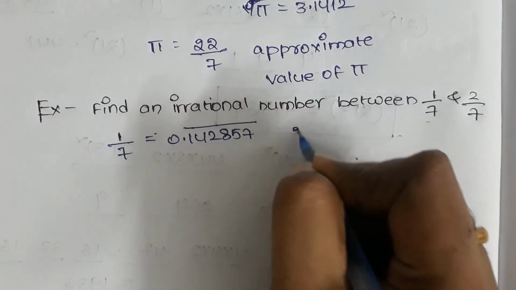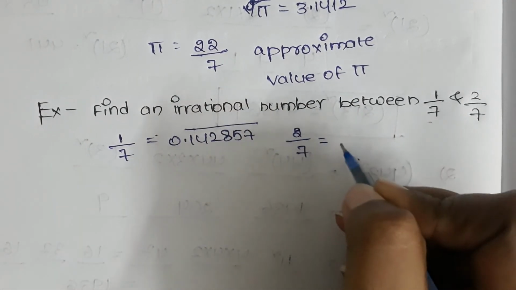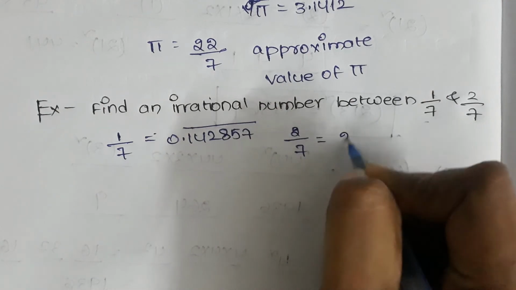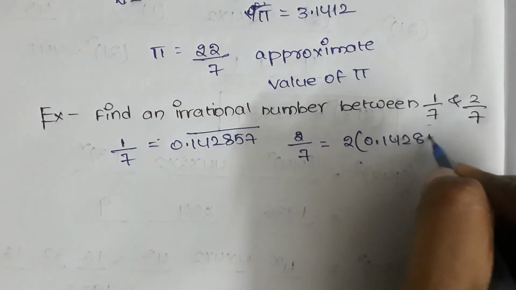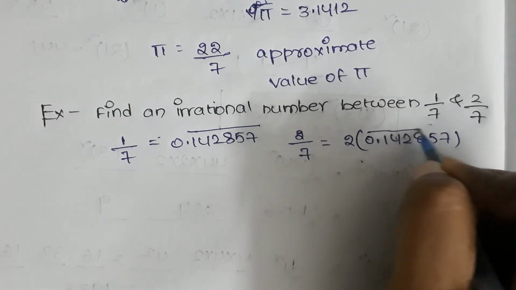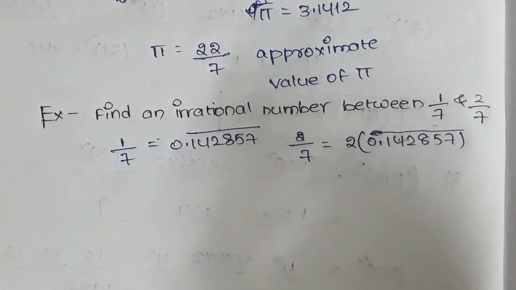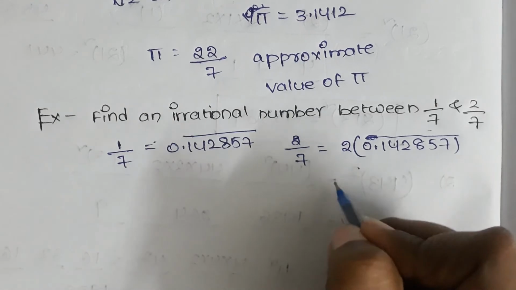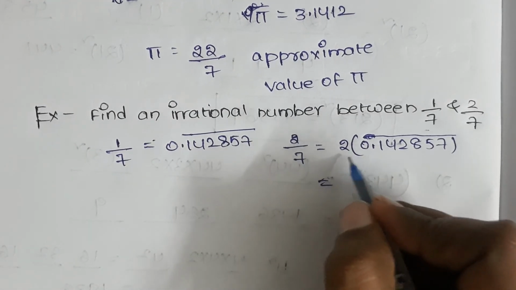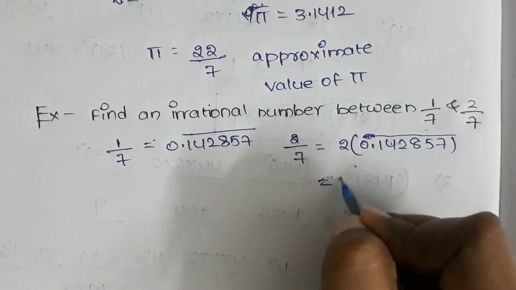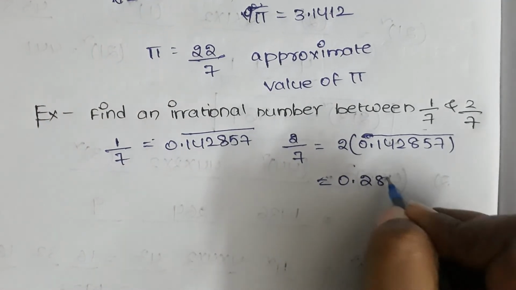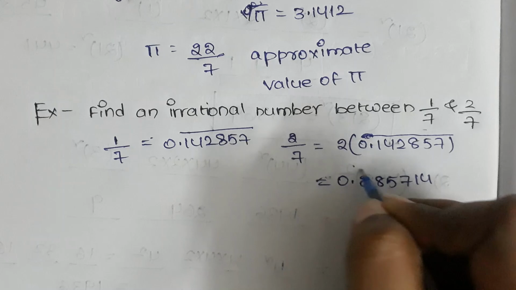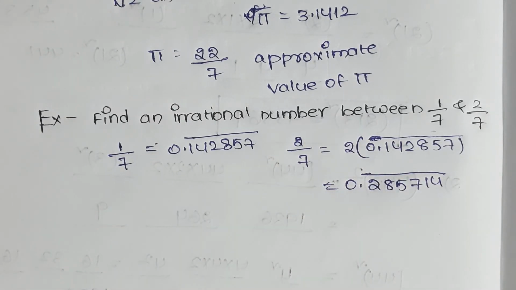In order to find the decimal expansion for 2 by 7, it is multiplied with 2, that is 2 into 0.142857 bar. That equals, when multiplied with 2, 0.285714 bar. It is the decimal expansion of 2 by 7.